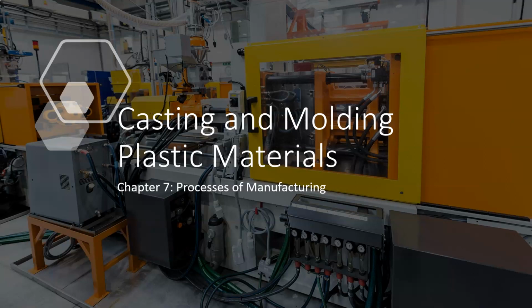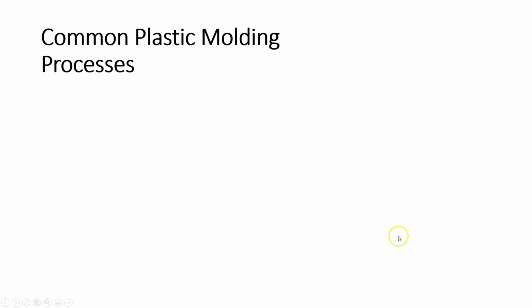All right, we're going to finish up section 2, casting and molding, right now, with a lecture on chapter 7, which is casting and molding of plastic materials. So the first thing we want to look at are the common plastic molding processes, okay?